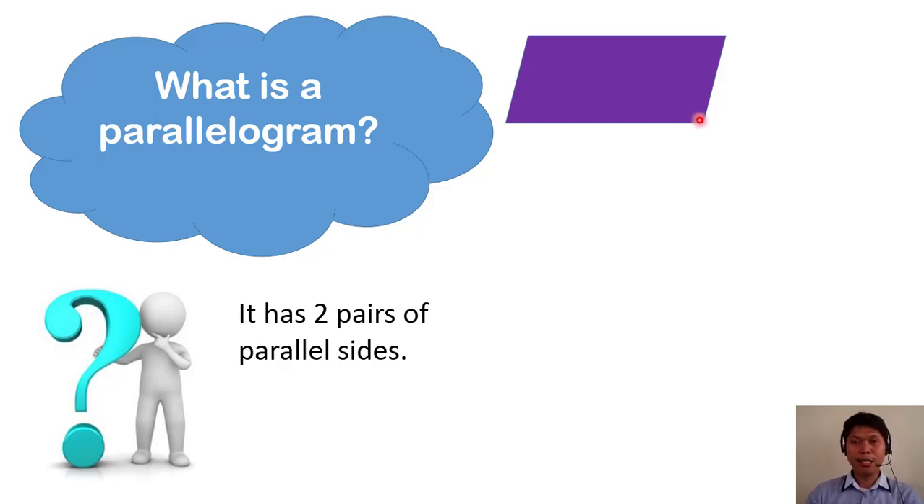Okay, let me turn on the light. So these sides are opposites, and the other sides also are opposite. So there are two pairs of parallel sides. We have first pair and the second pair. So this is a parallelogram.